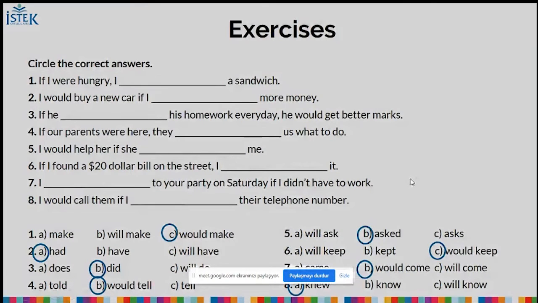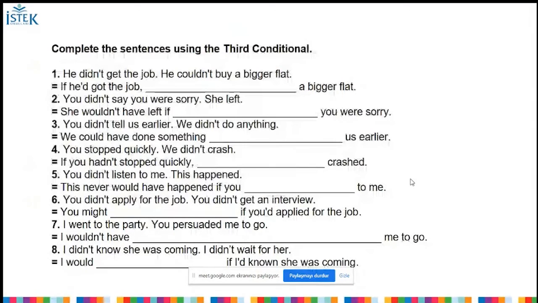Here we need to use third conditional. The first one, we have the real life conditions, the real life situations, and we are asked to rewrite them using third conditional. He didn't get the job. He didn't buy a bigger flat. He couldn't buy a bigger flat. If he had got the job, he could have bought a bigger flat. This is how we form conditionals type 3. With the if part, we use past perfect, and in the main clause, we use would have or could have past participle.